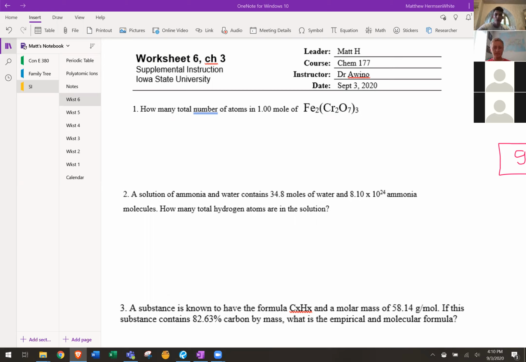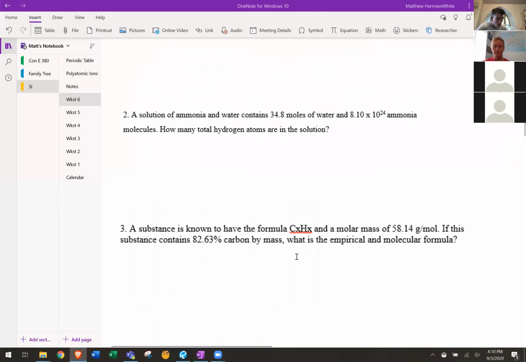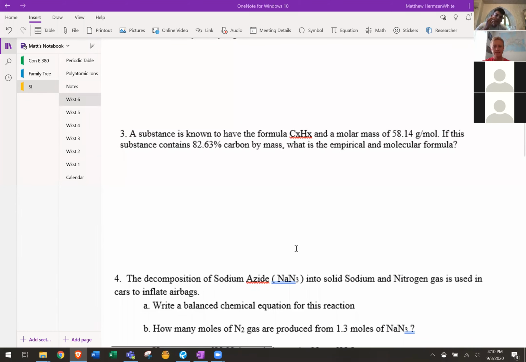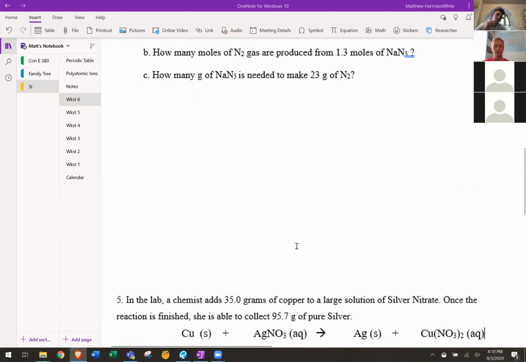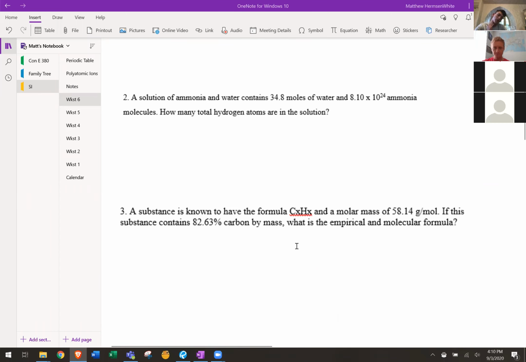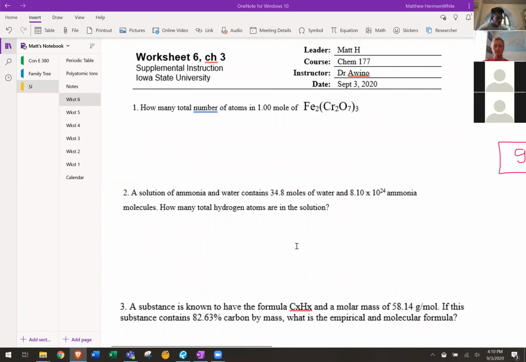So happy Thursday. Today we're going to keep working on chapter 3 and do some more stoichiometry. On today's worksheet, I have a few problems with Avogadro's number, and then another problem finding the empirical and molecular formula. Then we're going to get into some problems with chemical reactions. So that's what we'll do today, and wherever we stop today, we'll pick up on Monday.